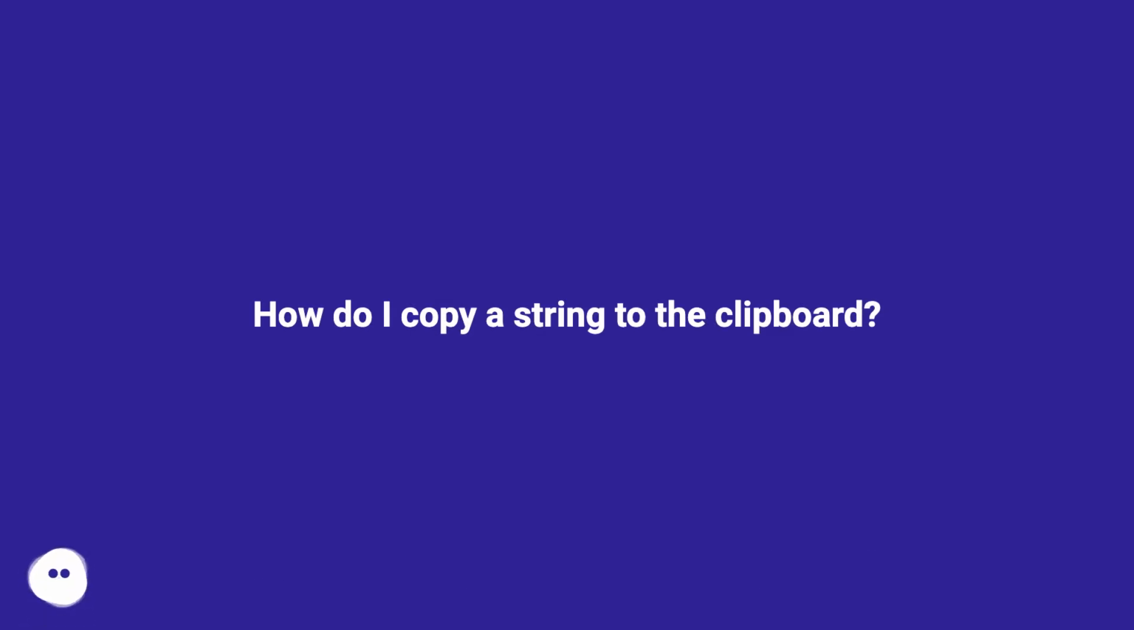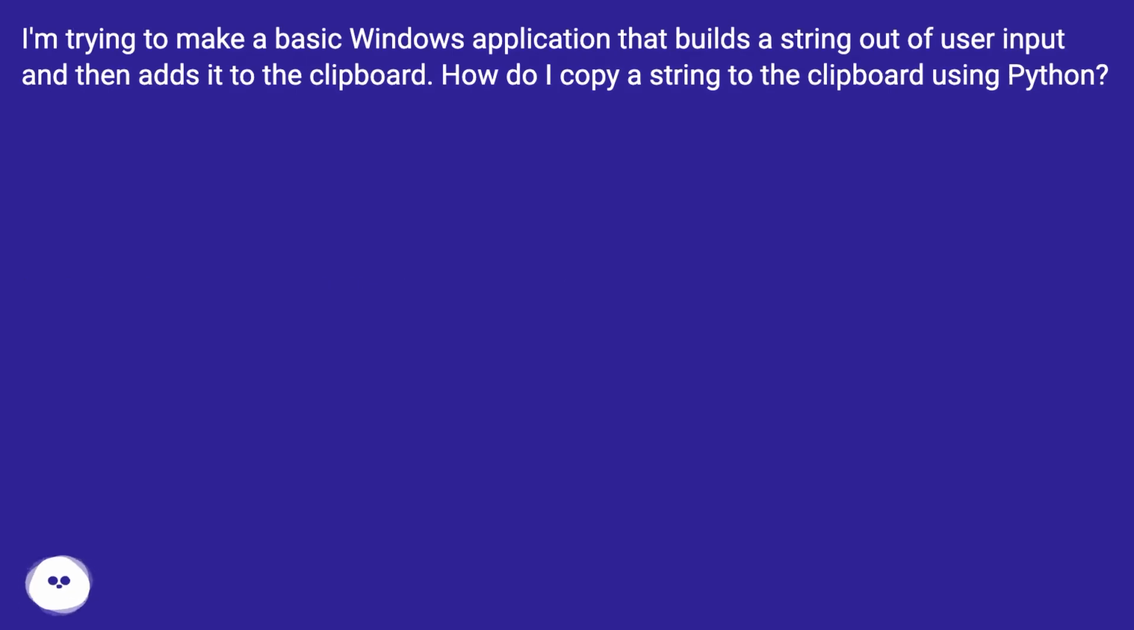How do I copy a string to the clipboard? I'm trying to make a basic Windows application that builds a string out of user input and then adds it to the clipboard. How do I copy a string to the clipboard using Python?